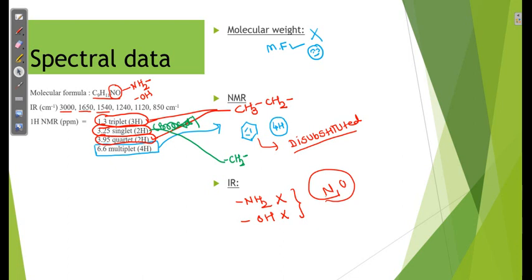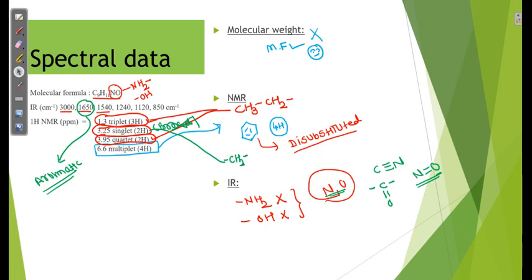Now what about the N and O then? There are chances of a C triple bond N, there are chances of a carbonyl group, and there are chances of this bond also. So the 1650 is indicating what? It is indicating the presence of an aromatic compound. That shows the presence of an aromatic compound.